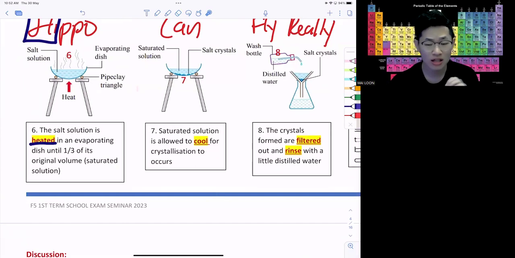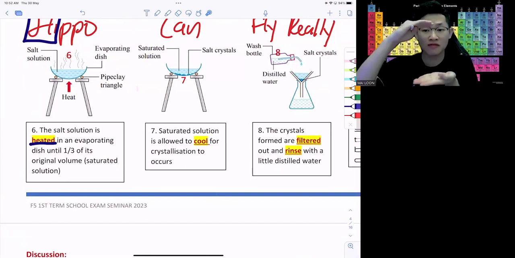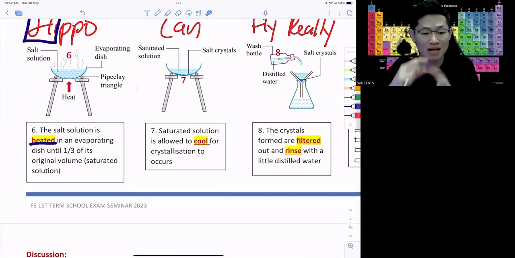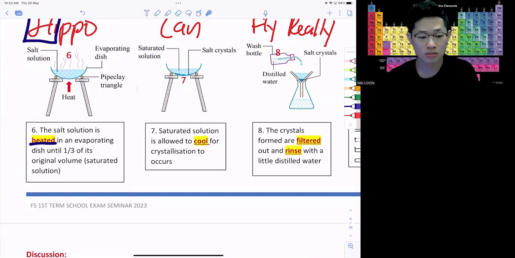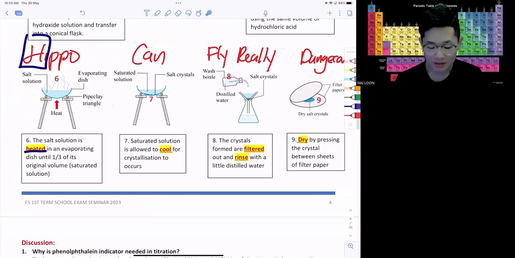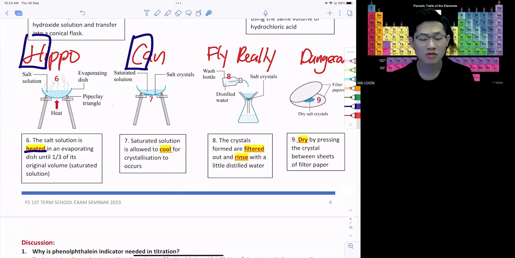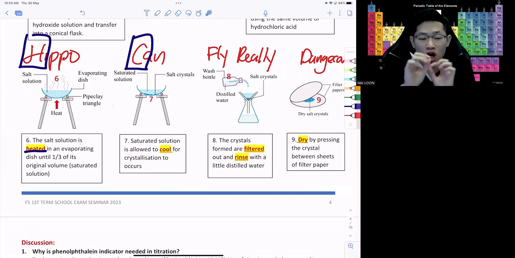Okay, we heat it until it reaches 1/3 of its original volume. That means as I heat it, the water will evaporate, down to 1/3. Now it becomes a saturated solution, very, very concentrated. Then we can start cooling the saturated solution for crystallization to occur. That means when it cools to room temperature, it starts forming crystals, solid.